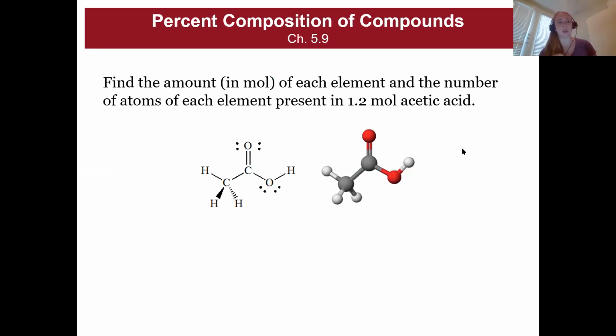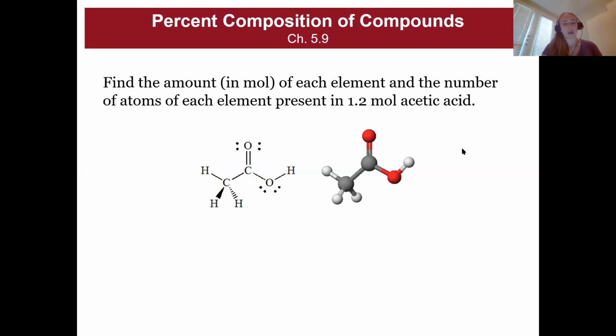So, for example, let's look at this. Find the amount in moles of each element and the number of atoms of each element present in 1.2 moles of acetic acid. So I'm going to let you guys work on this. You can pause your video and work on it now, and then I will go through the answer here for us.